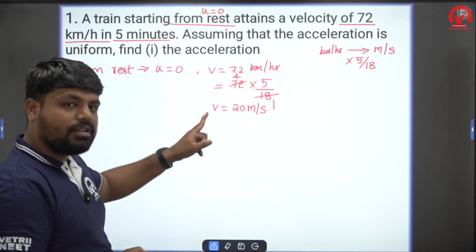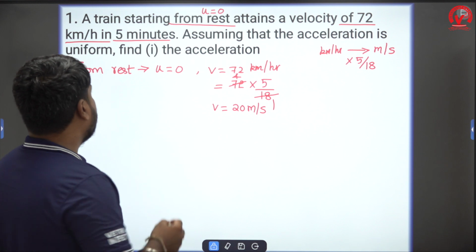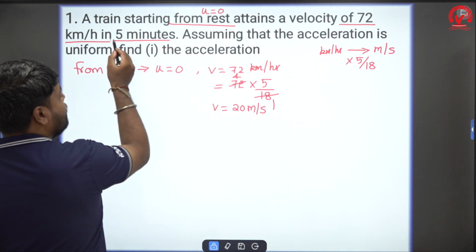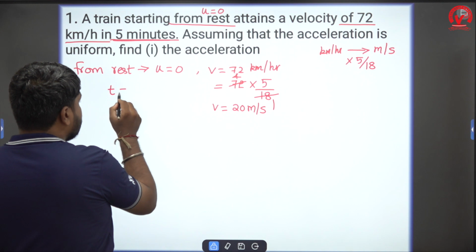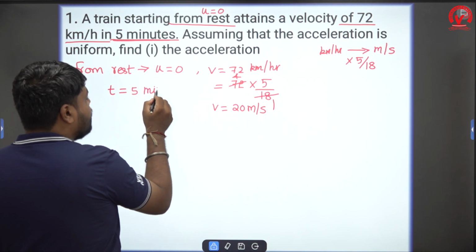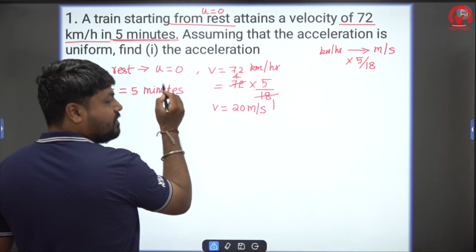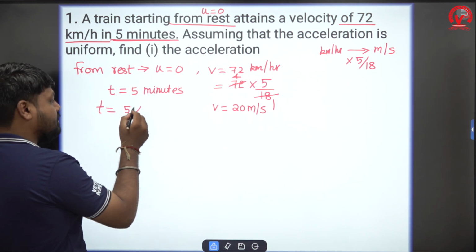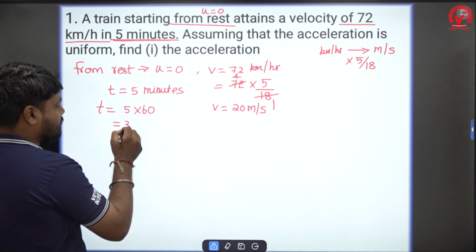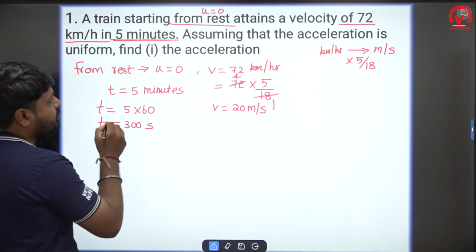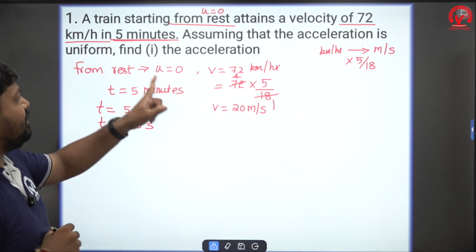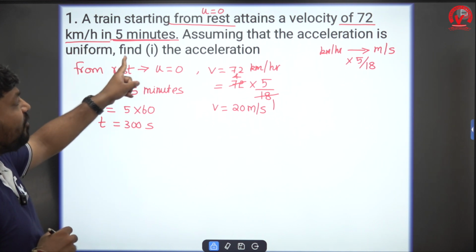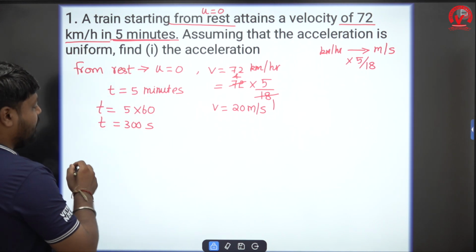You should always do the problems in SI units. So it is attaining 20 meter per second in how many seconds? 5 minutes. See here, the time is also not in SI units, so try to convert this also. 1 minute is equal to how many seconds? 60. So 5 into 60 is 300 seconds. T is equal to 300 seconds. Assuming that the acceleration is uniform, find the acceleration. They asked to find the acceleration.